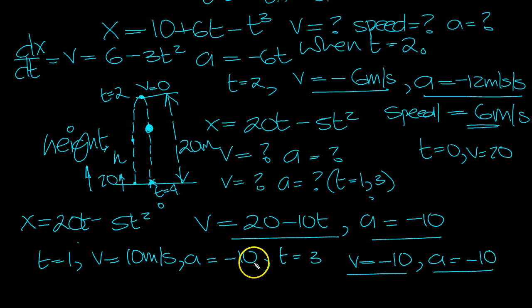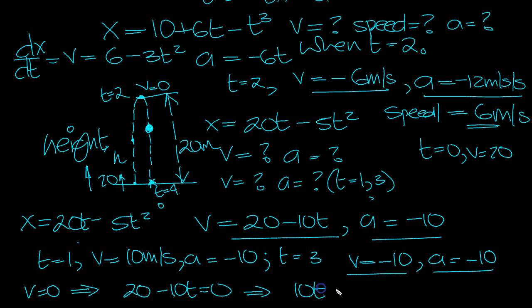Okay. How long does it take the ball to reach its highest point, and what is its greatest height? Well, at the top of the highest point, the velocity is 0. So v equals 0. Let's see what we get. We've got v is 20 minus 10t equals 0. That tells us that 10t equals 20. And that tells us that t is equal to 20 over 10, which is 2 seconds. So when t is 2 then, we're at the highest point, and v equals 0.